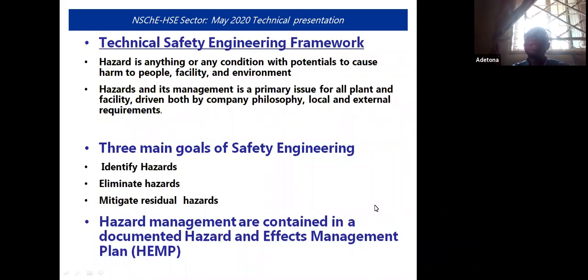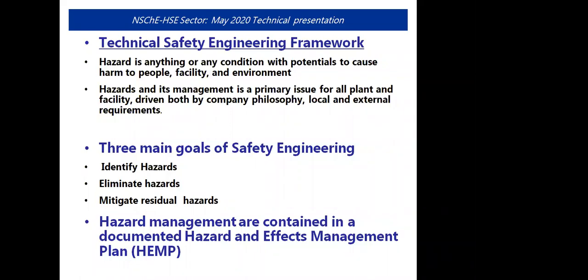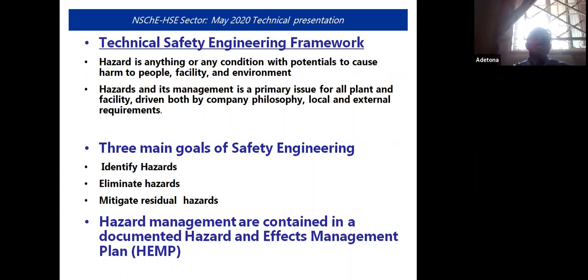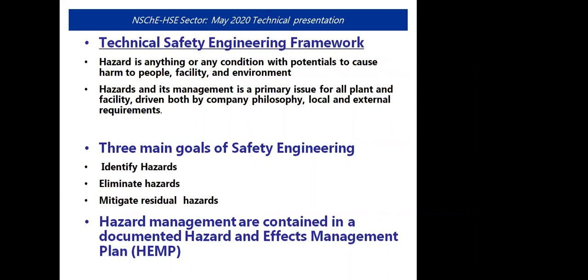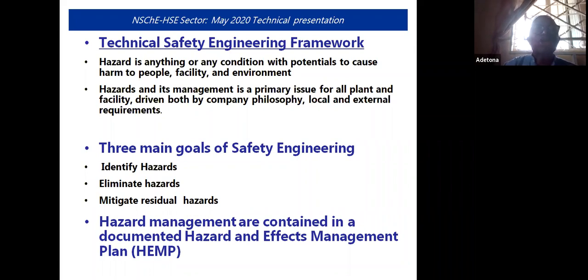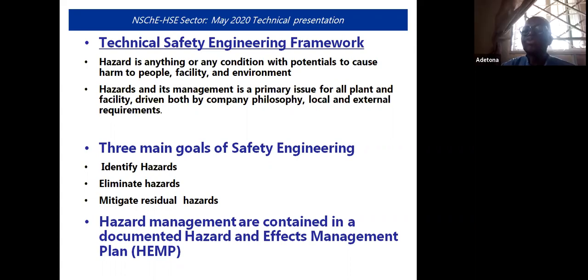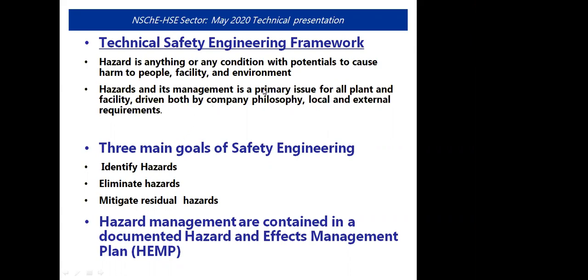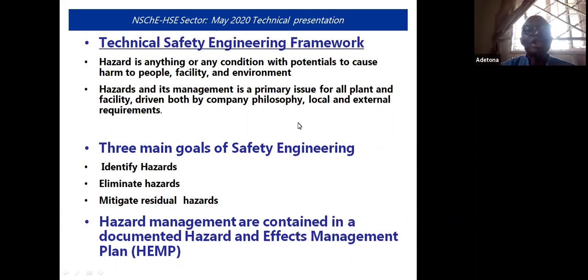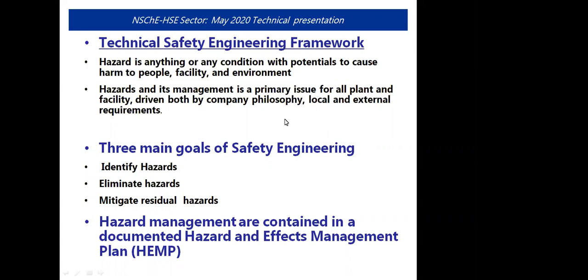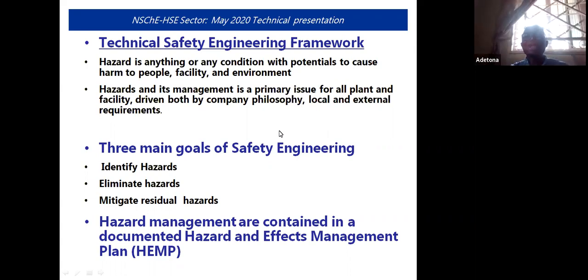Now, technical safety engineering framework. As a sort of introduction, a hazard is anything or any condition with the potential to cause harm to people, harm to the facility, or harm to the environment. Hazard and its management is a primary issue for all plants and facilities, driven by company philosophy, local requirements, and external requirements. There are three main goals of safety engineering.